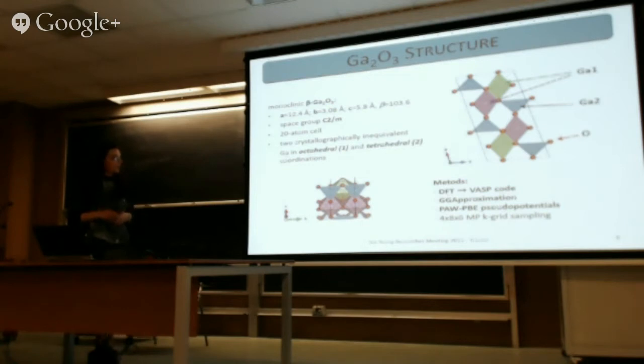We have used DFT as implemented in the VASP code, and we have utilized the GGA approximation, the generalized gradient approximation, for the electron-electron interaction, and we have utilized this potential for the electron-ion interaction.